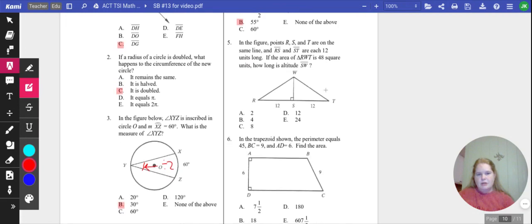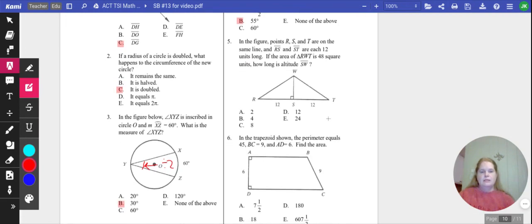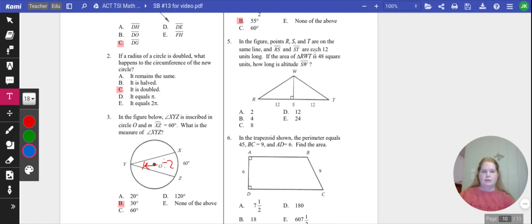Okay, let's move to number 5. R, S, T are all in a straight line. RS and ST are both 12, and the area of the whole triangle is 48. How long is the altitude? Okay, so they talked about area of a triangle. So that's where I'm going to start.